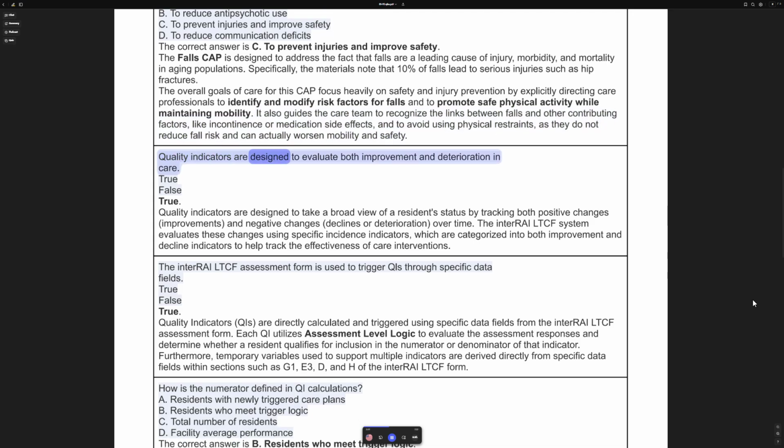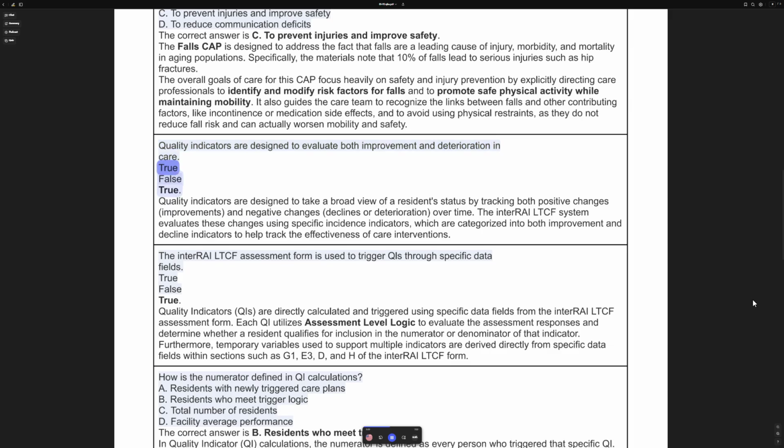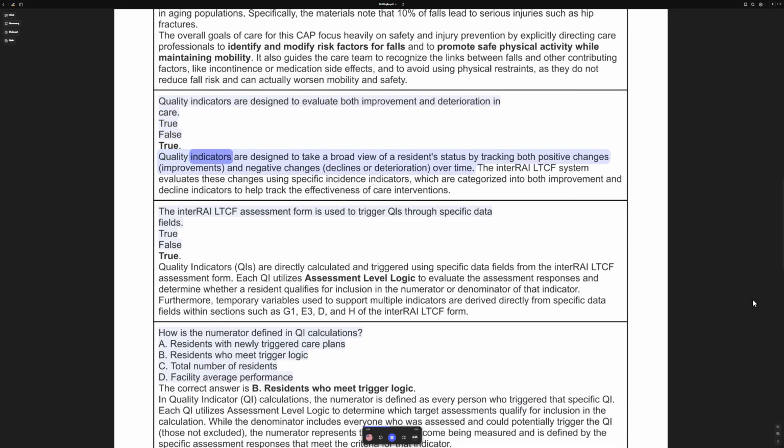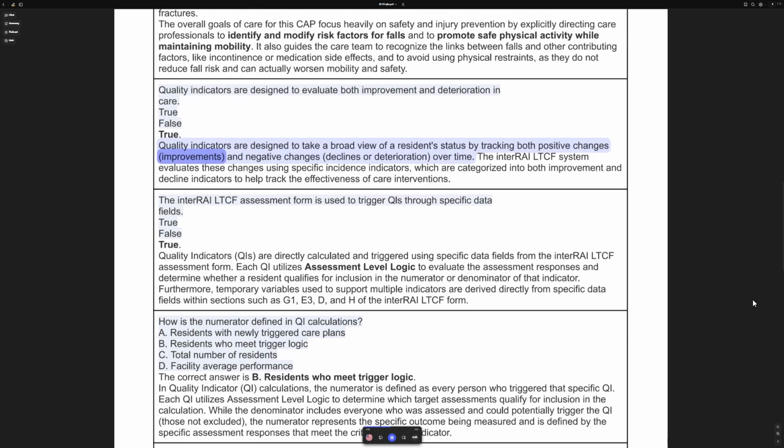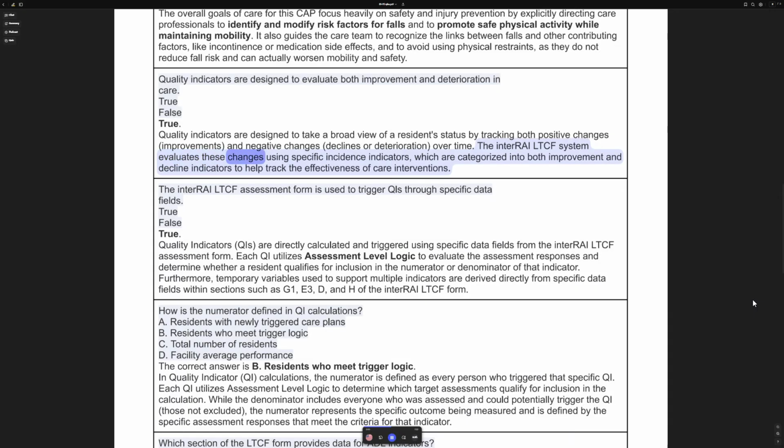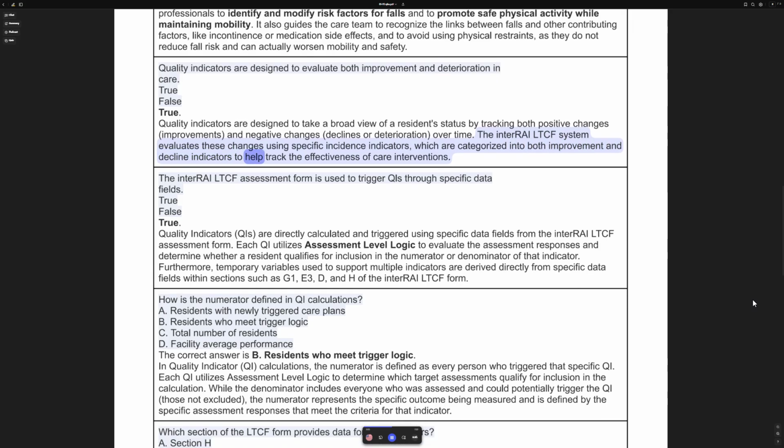Quality indicators are designed to evaluate both improvement and deterioration in care. True, false, true. Quality indicators are designed to take a broad view of a resident's status by tracking both positive changes, improvements, and negative changes, declines or deterioration, over time. The interRAI LTCF system evaluates these changes using specific incidence indicators, which are categorized into both improvement and decline indicators to help track the effectiveness of care interventions.